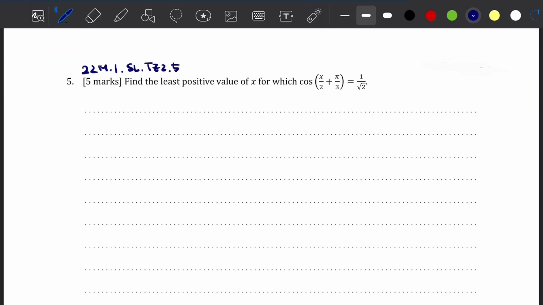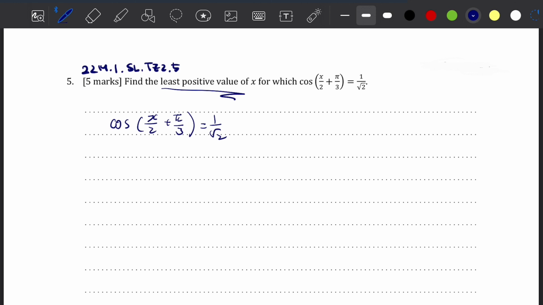Okay, so let's do the fifth question of the day. This is the year 2022 May exam, paper 1 of the IB Math AASL exam for time zone 2. We need to find the least positive value of x for which cosine of x over 2 plus pi over 3 is equal to 1 over square root 2.